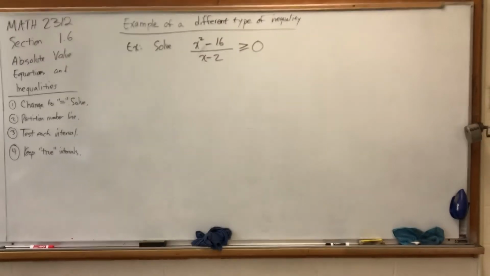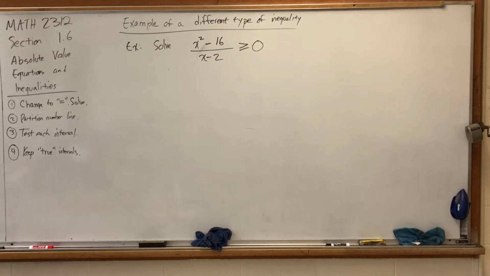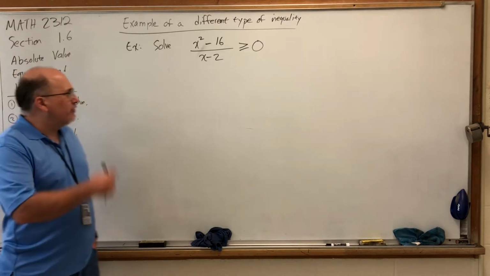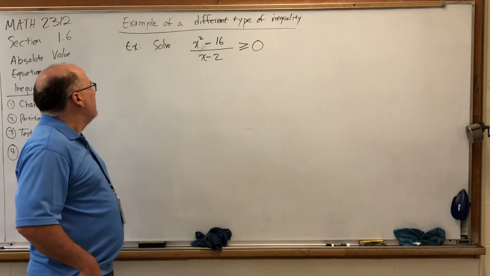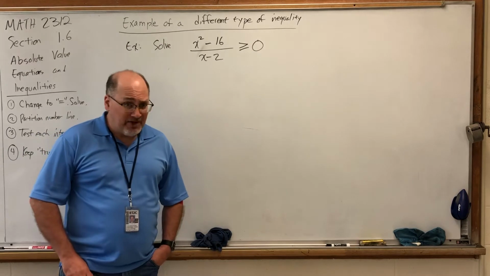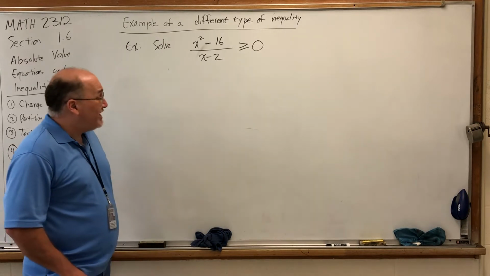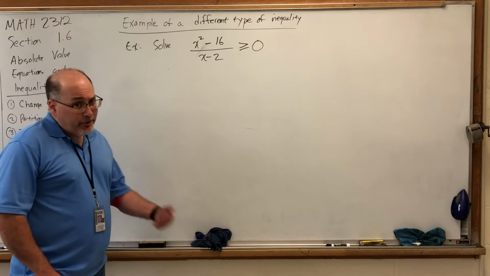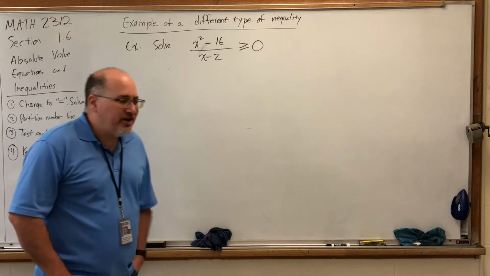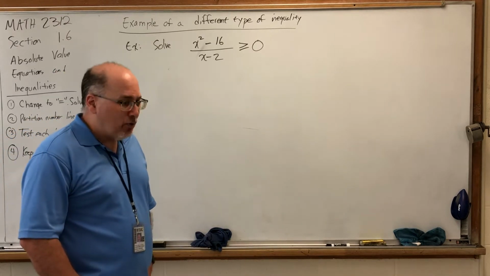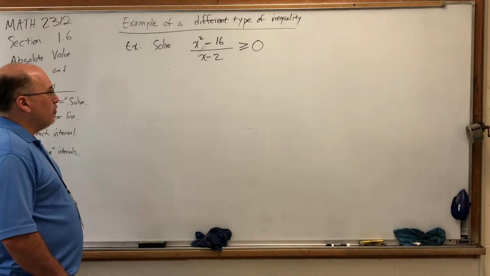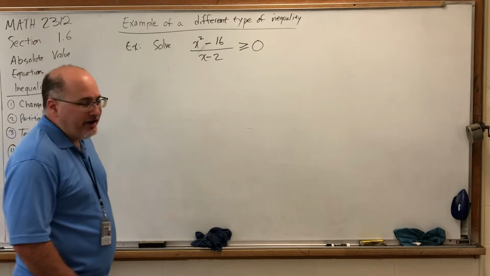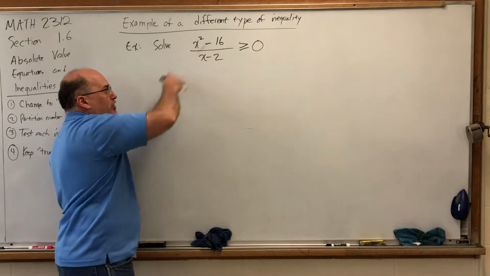Math 2312, section 1.6, absolute value equations and inequalities. This problem really wouldn't belong in this section because it's not an absolute value inequality, but I do want to show you an example of a different type of inequality to show you that the technique that we've been using is a little bit more universal in the sense that it applies to pretty much all inequalities, not just absolute value inequalities. For this example, we're going to solve a rational inequality, rational meaning the ratio of two polynomials.